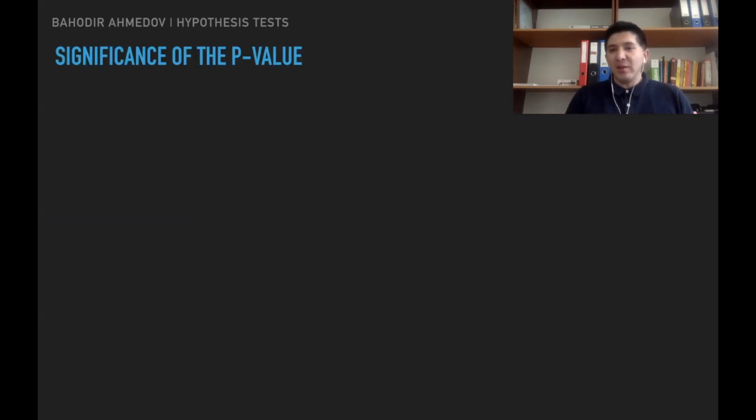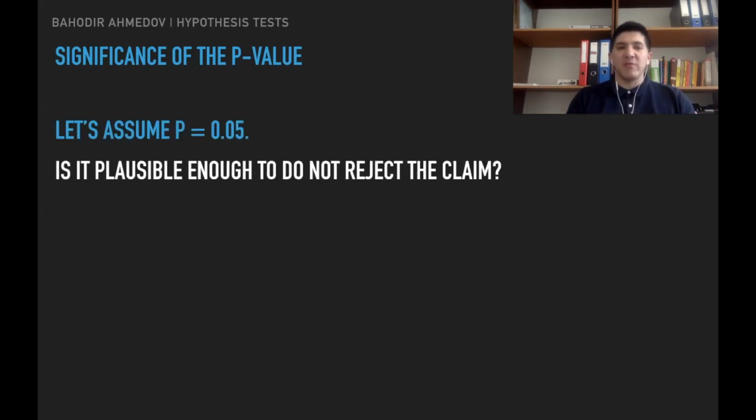For example, you've calculated that the p-value is equal to 2% or 0.02. How do you know whether this p-value is significant enough to not reject the null hypothesis? Or let's assume that the p-value is 0.05. Is it plausible enough to not reject the claim? So again, the p-value is going to tell you how plausible your null hypothesis is.